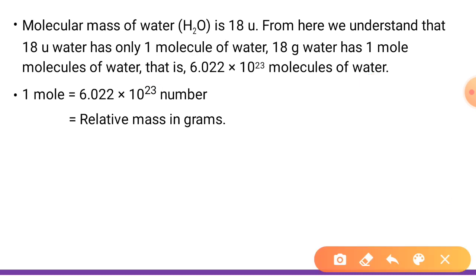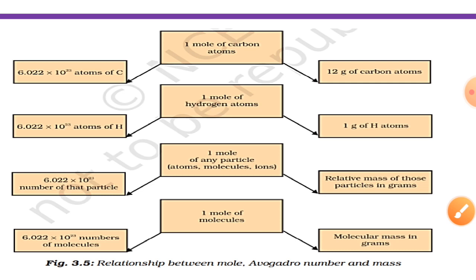Students, 1 mole is equal to 6.022 × 10^23 numbers of anything, and this is equal to the relative mass in gram. If you are talking about an atom, then it will be equal to its atomic mass in gram. If you are talking about a molecule, then obviously it will be equal to the molecular mass in gram. And if you are talking about an ionic compound, then it will be equal to the formula unit mass. So now we are going to discuss some other things.